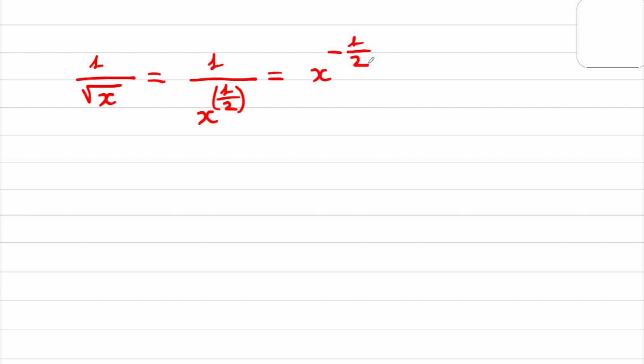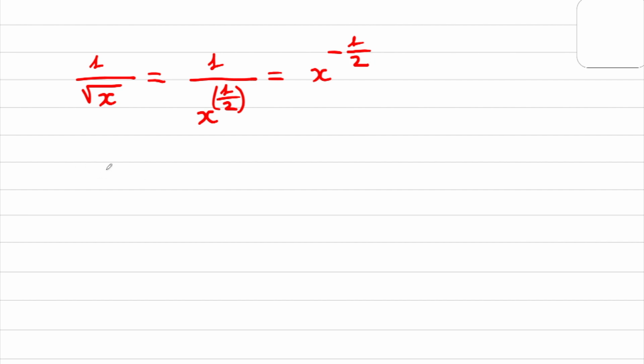I will give you 1/square root of x. How can you convert that to a single index? The first step, I can see you have a square root. I will convert that to an index of 1/2, and from here convert this from the fraction to a single index. This will be x to the power of -1/2.